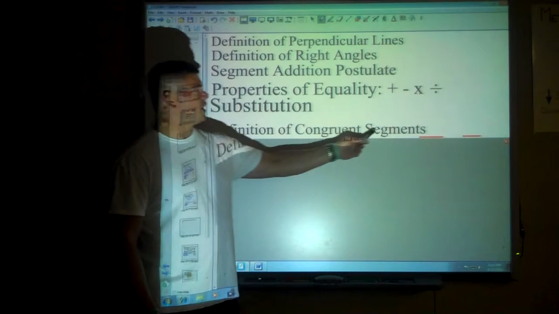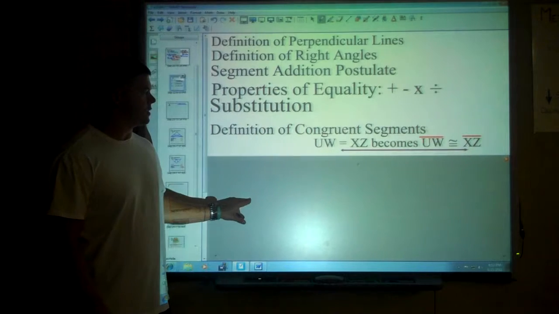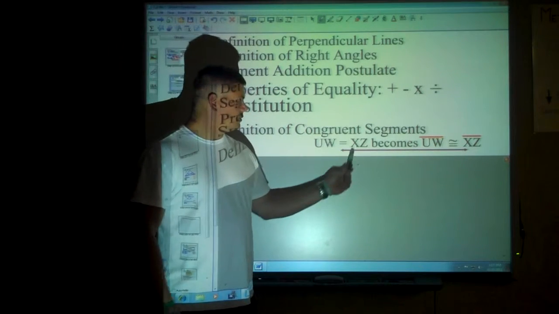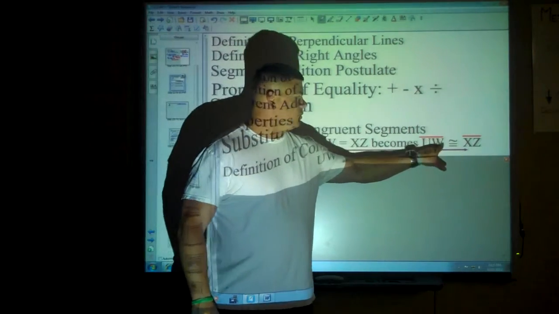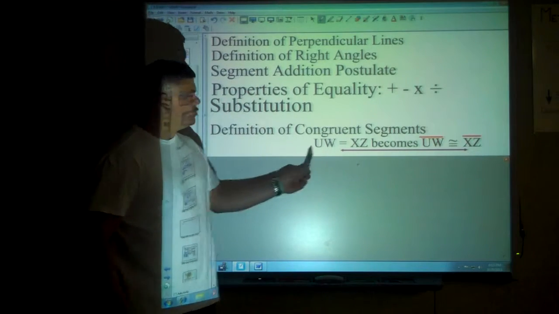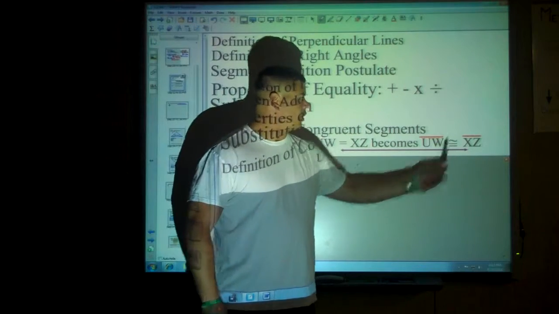The definition of congruent segments. If you have the definition of congruent segments, you have two values that are exactly the same. Alright? So we have UW equals XZ, which becomes the line segment UW is congruent to the line segment XZ. So what I'm saying is if you know that these two values have exactly the same length, then we know they are going to be congruent.